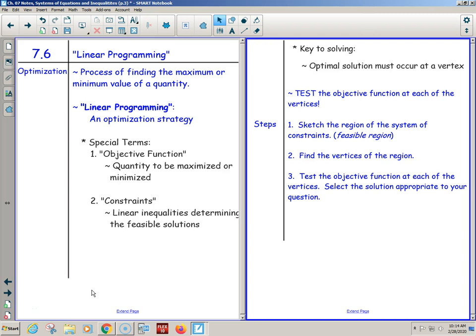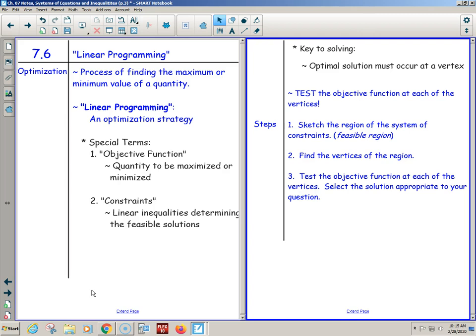So 7.6. I know there's a lot of wording on this page, but please realize it's not a huge topic. Well, it's actually a very huge topic, just not one that we're camping out on or going very deep on. So linear programming is an optimization strategy. Optimization is trying to find the optimal solution to some sort of problem that you're being given.